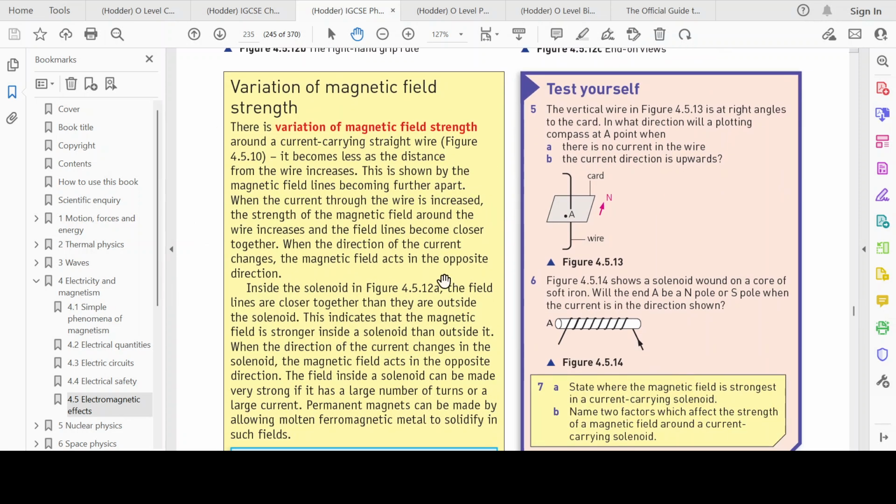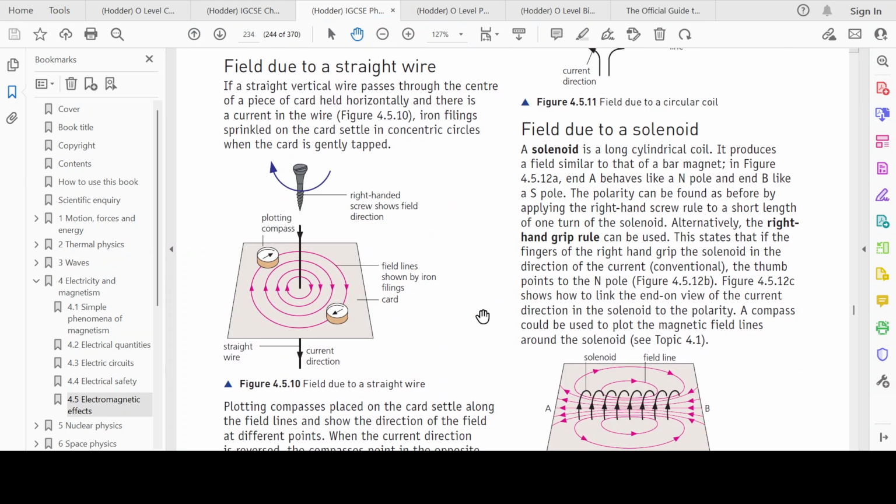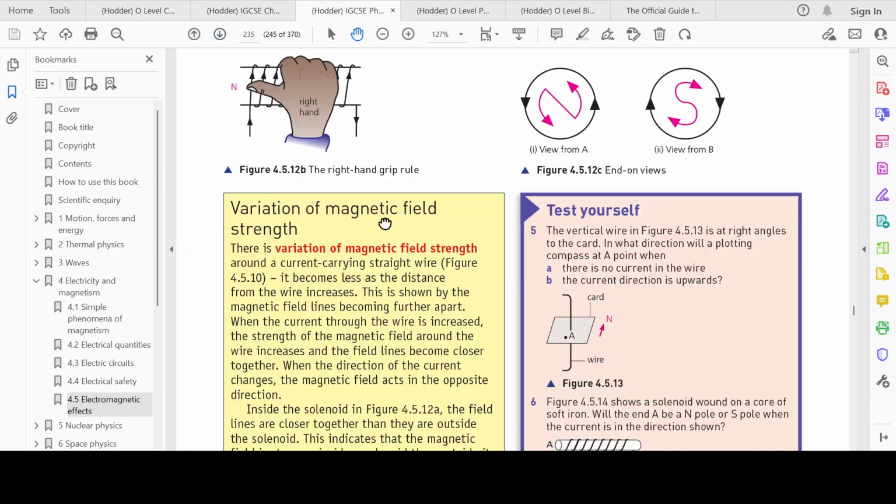variation of magnetic field strength. So there is a variation of magnetic field strength around a current carrying straight wire. It becomes less as the distance from the wire increases, which makes sense, just like the magnetic field strength becomes less as you move further away from the magnet. This is shown by the magnetic field lines becoming further apart. So you can see over here, the magnetic field lines become further and further apart. So the further you go, the lesser the magnetic effect.